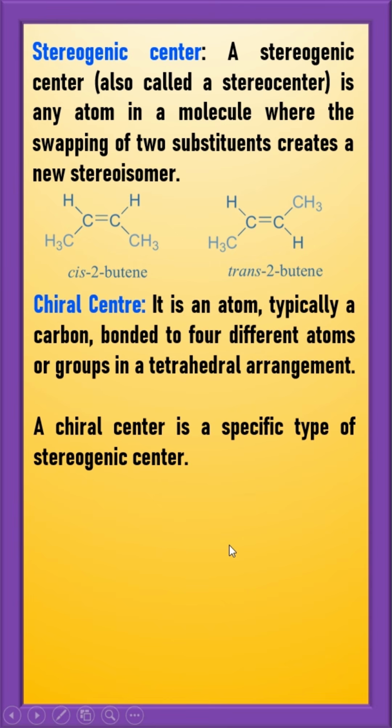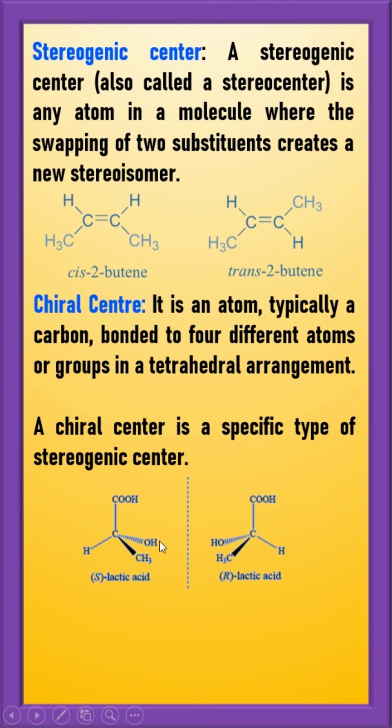As I said already, for the S lactic acid and R lactic acid, when the carbon atom is bonded to four different atoms or groups in a tetrahedral arrangement, then that carbon atom is called chiral center or chiral carbon. Chiral center is a specific type of stereogenic center. Why? You take this example.